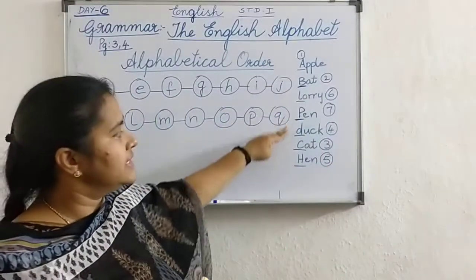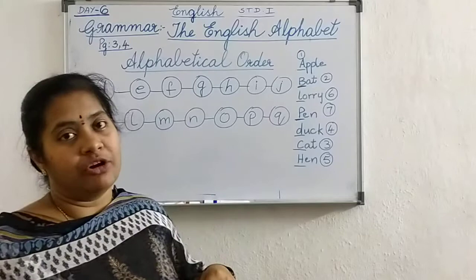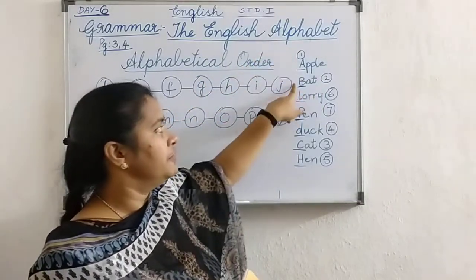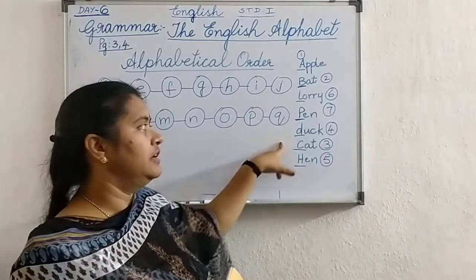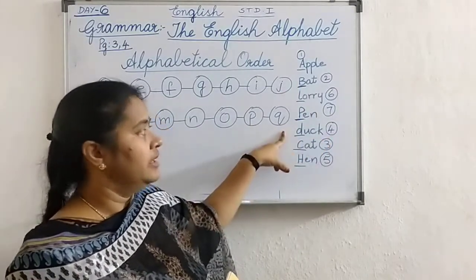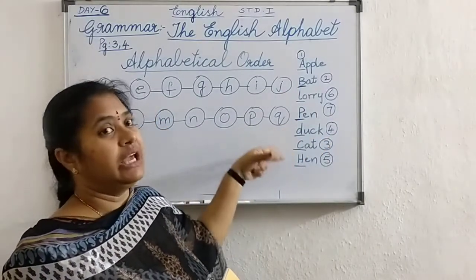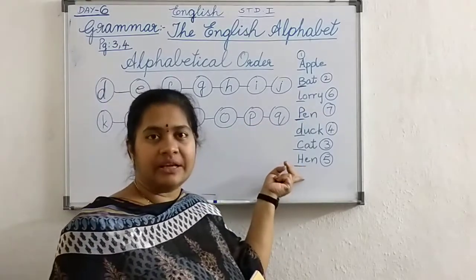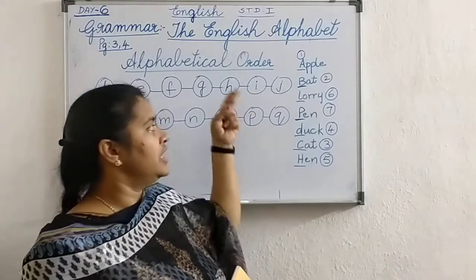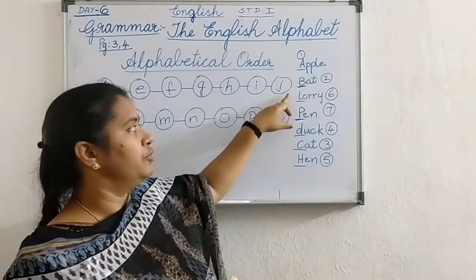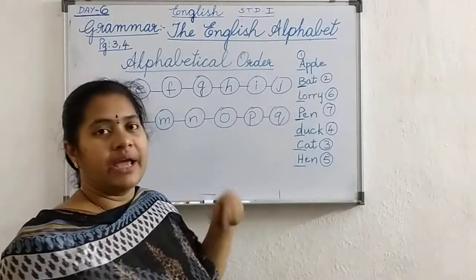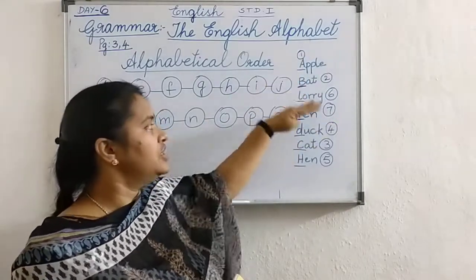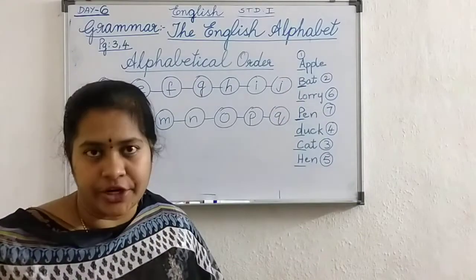Now here the words are arranged in alphabetical order. First A is coming, so we gave the number. Second number for B given. Third number for C given. Fourth number for D given. But after D, E, F, G are not there. So we have given the next number to the next letter H. I, J, K, L. L we have given number 6. M, N, O, P for 7. So we have arranged these words in alphabetical order.